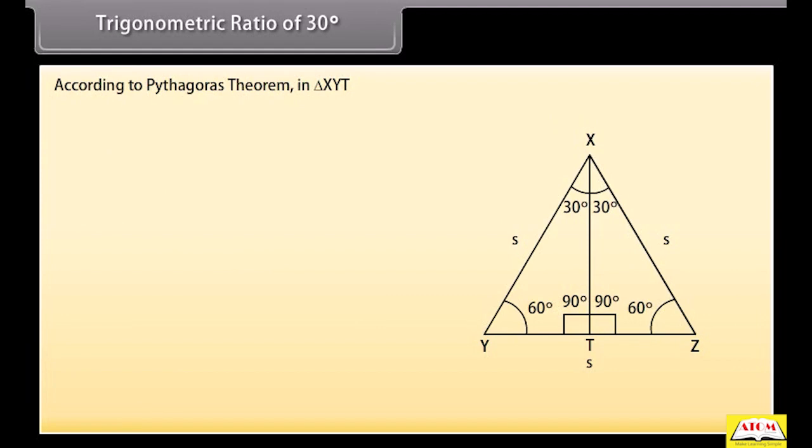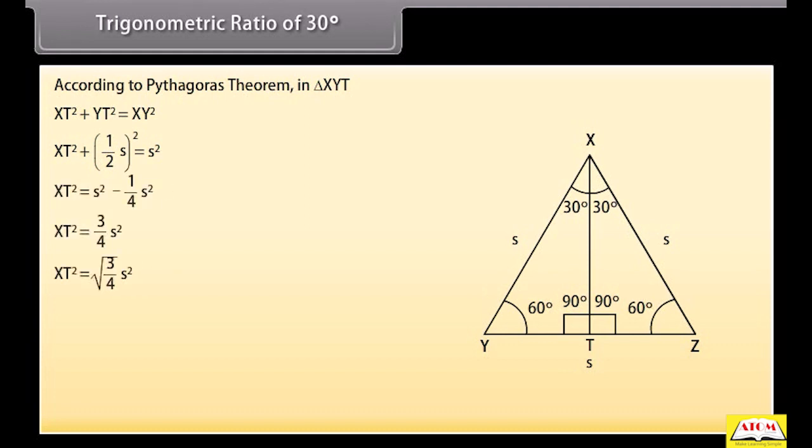According to Pythagoras' theorem, in triangle XYT, XT square plus YT square is equal to XY square. By substituting the values, we get XT square plus 1 upon 2 S whole square equals S square. Now, by calculating it, we get XT square is equal to 3 upon 4 S square, so XT is equal to square root 3 upon 2 S.